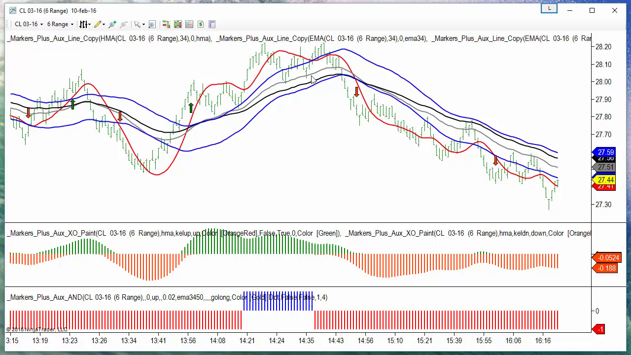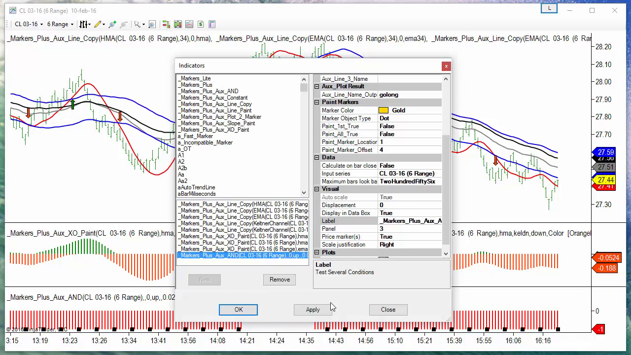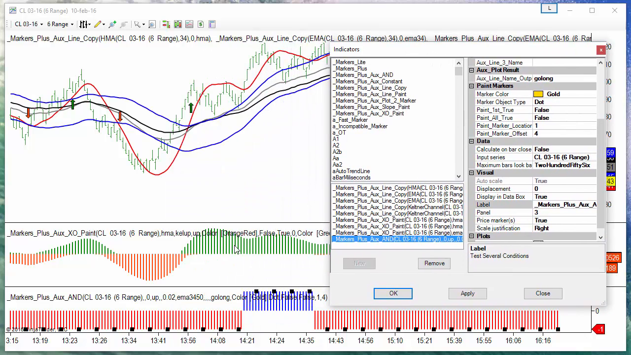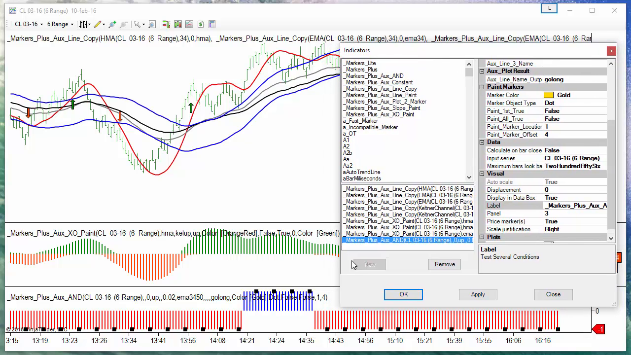From this bar, the red line is no longer over the blue envelope. And now we can paint signals on this condition.